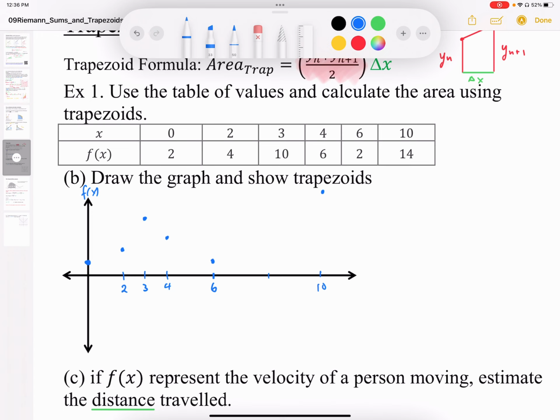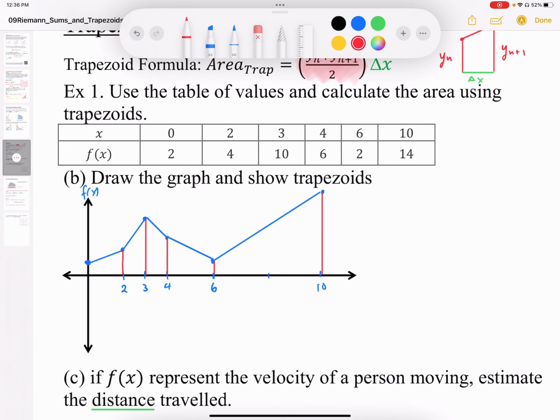Okay, so it's important to note that the interval widths are not necessarily going to be a consistent width. So in this case here, we're going up like this, up again, we're going down, down, and then all the way back up to here. And underneath these points, we can draw in trapezoids. So we just want to calculate the areas of each of these trapezoids.